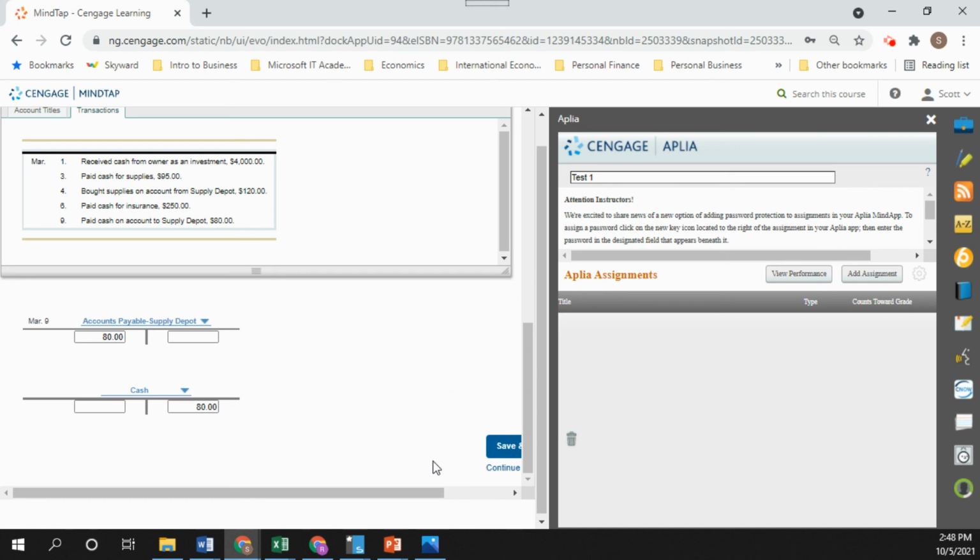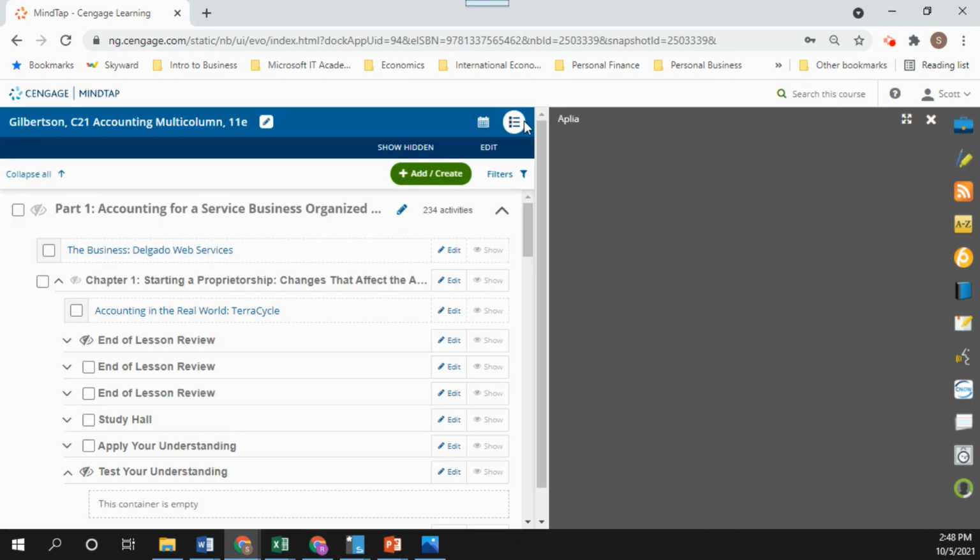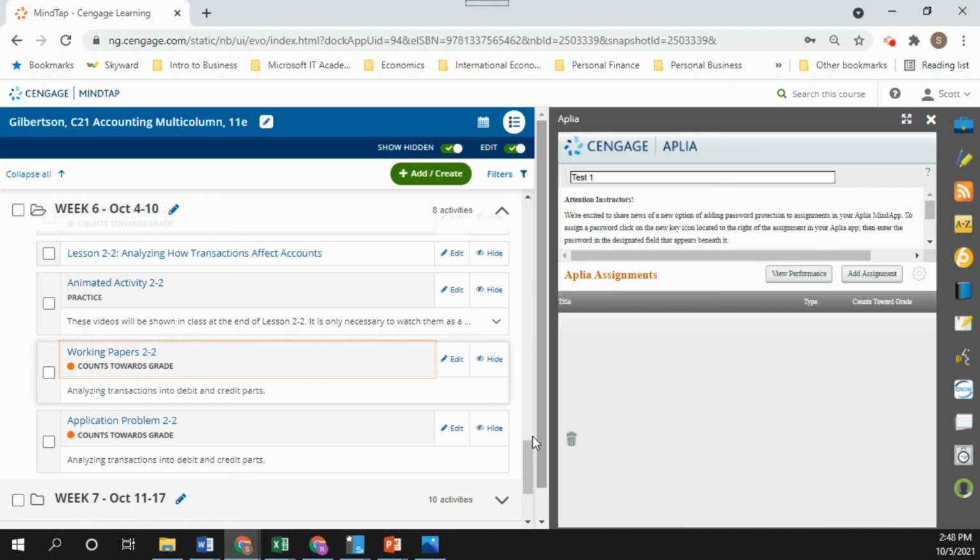Okay, there you go. That's to get you started, and I'm not going to save that. You can continue on there with the application problem 2.2. Again, we'll go over that animated activity 2.2 together in class. All right. Thank you and happy balancing.